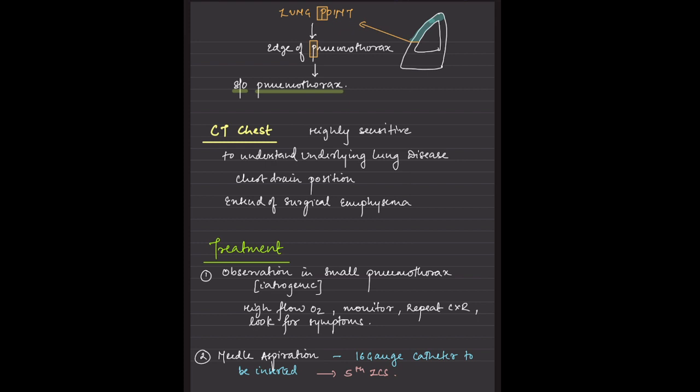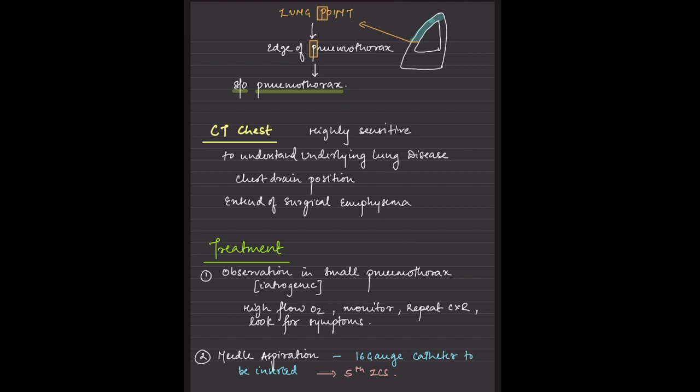Then coming to the treatment. Whenever a patient has a small pneumothorax or is asymptomatic, then we can just observe the patient. But if it is a primary spontaneous pneumothorax, and the patient is asymptomatic and it is less than 2 centimeters in size, then we need to go with needle aspiration.